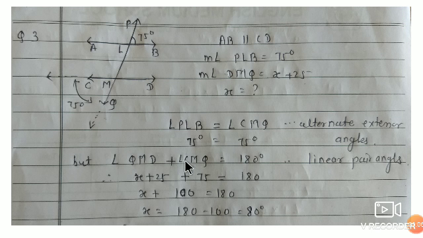Put the value of the angles. QMD is x plus 25, CMQ is 75, equal to 180. So the value of x is 80 degrees. This is the answer of question number 3, option number 2.